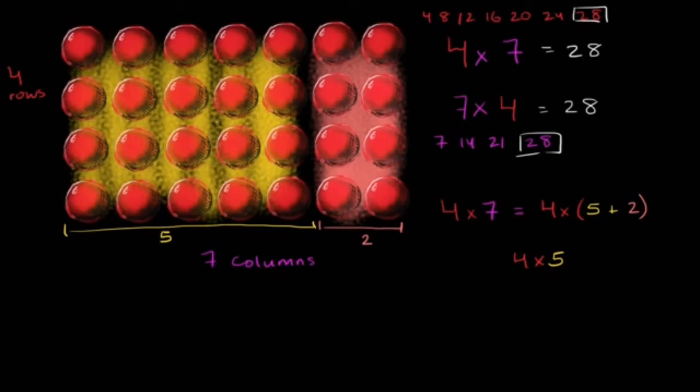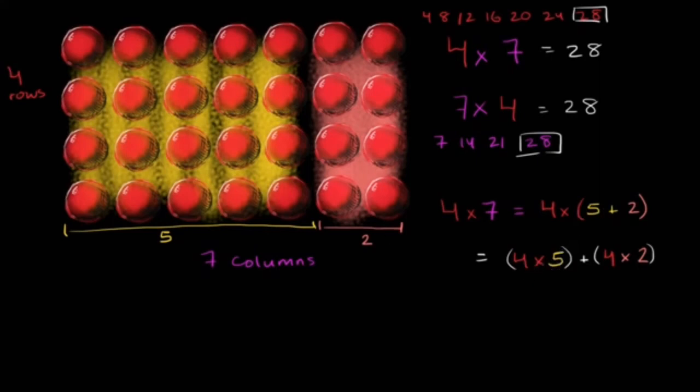And how many in this orangish looking thing? Well, there's going to be 4 times 2. And if we take the sum of the 4 times 5 and the 4 times 2, what are we going to get? Well, we're going to get 4 times 7. We're going to get 4 times 5 plus 2. So if we take the sum of these things, and we want to do the multiplication first, I'll put a parenthesis around that to emphasize that this is going to be the same thing as these things up here.